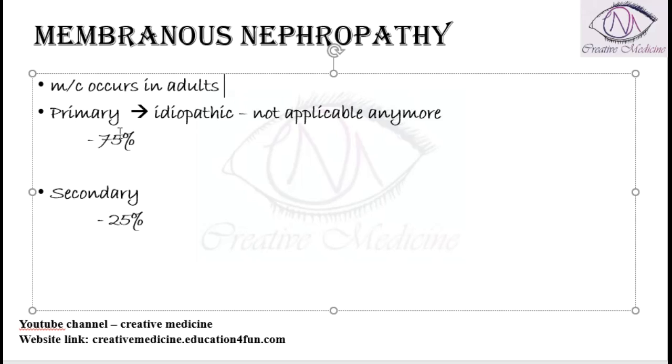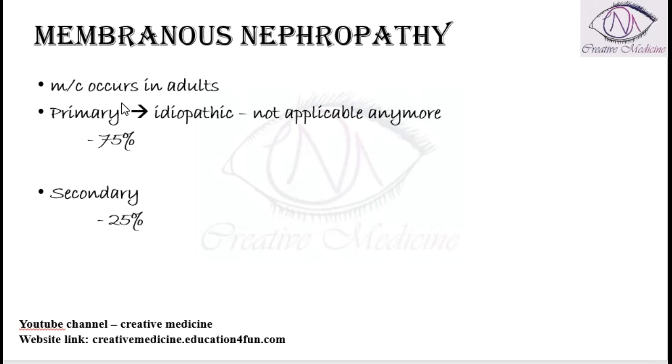This membranous glomerulonephritis is of two types: primary membranous glomerulonephritis and secondary membranous glomerulonephritis. Primary membranous glomerulonephritis mainly includes the idiopathic cause. It is seen in 75% of cases, whereas secondary membranous glomerulonephritis is seen in 25% of cases.